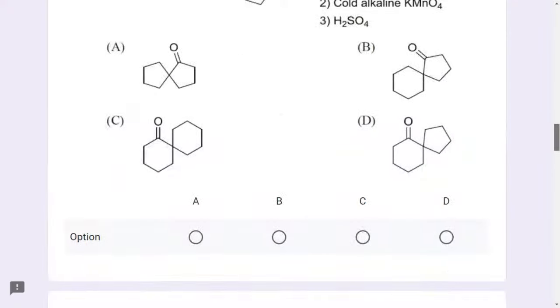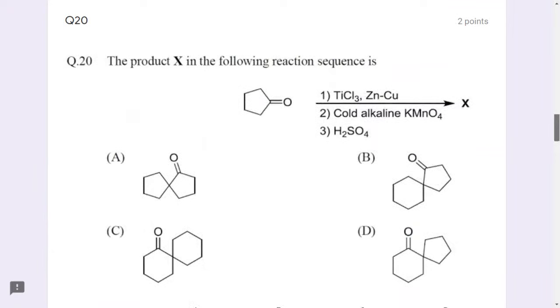Next. The product X in the following reaction sequence is, so it is going to have 3 reactions. That is step 1, titanium chloride, zinc copper coupling. What is going to happen? Yes, a Wittig type reaction is going to take place, and it is going to give a double bond. This side also a 5-membered ring. So both oxygens are going to be taken up by the zinc, and it is going to form this bridge double bond. When you add cold alkaline KMnO4, it is going to form a dihydroxy compound.